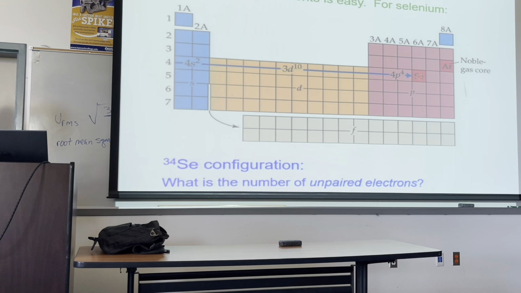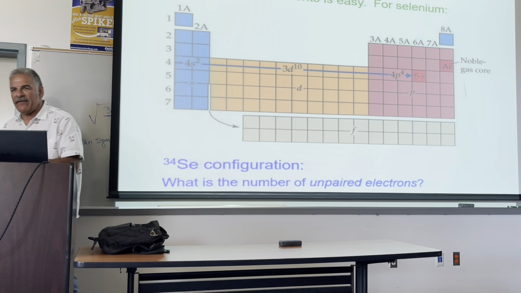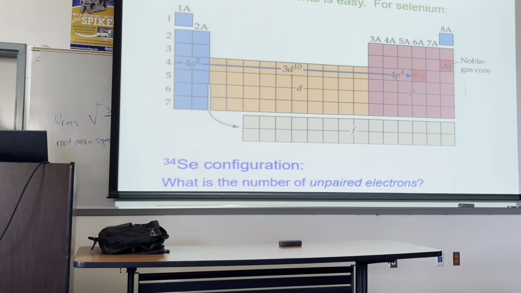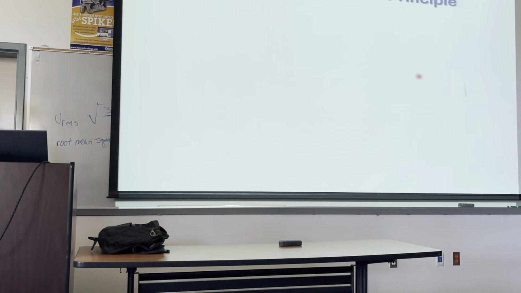And if you have unpaired electrons, your element is paramagnetic, and if it's not paramagnetic, it's diamagnetic, which means all the electrons are paired. Okay, groups, periods, rows, yes.